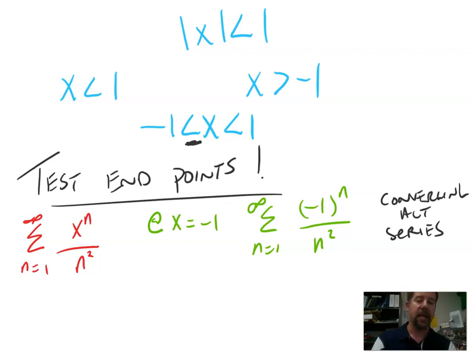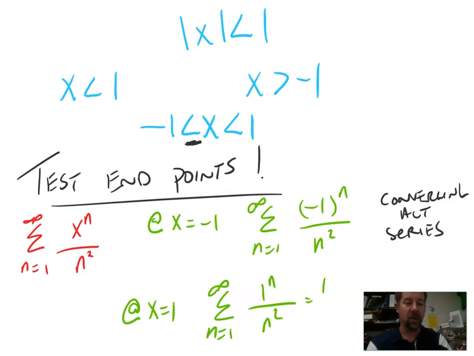Now I've got to test my other endpoint. We get 1 to the n over n squared, which is just 1 over n squared. And 1 over n squared would also converge because of the p-series. This is where all those tests we talked about earlier come back into play. We have to look at these series to test our endpoints to know whether they converge or diverge. This is a p-series with a p that is bigger than 1, so that is going to converge.